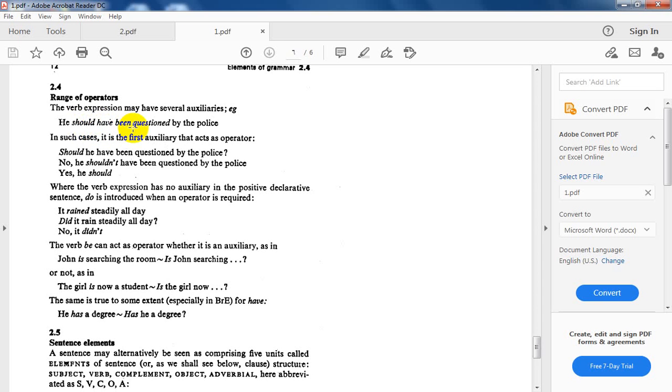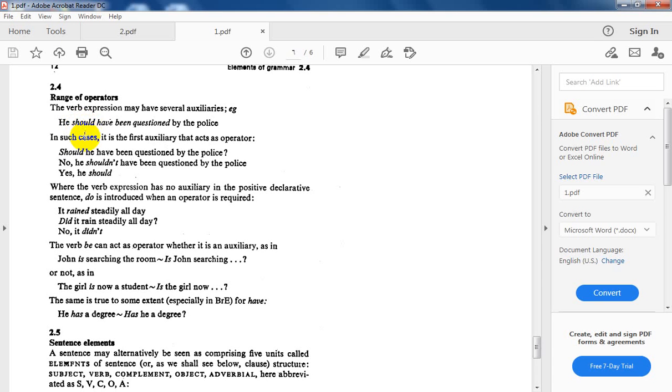But if I have more than one operator, I will depend on the first operator to change, to negate, to make a question, to make emphasis, to decide how to put a certain adjunct within this sentence. So if I have sentences having more than one operator, I will take into consideration the first operator. So here it will be should.